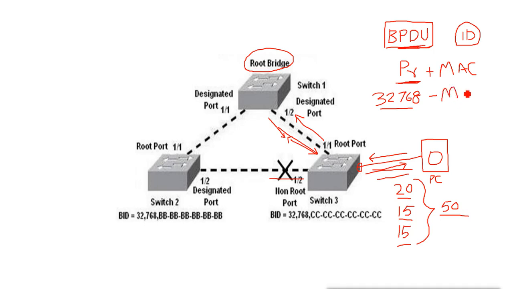It will check the MAC address of all the switches. Every switch sends its MAC address to each other. The MAC address must be lower than the other switches' to be elected as the root bridge. So the switch will be selected as the root bridge only if it has a lower MAC address than the others. For example, here the bridge priority is the same, 32768, but the MAC address will decide. One has BBBB, one has CCCC, and this one has AA.